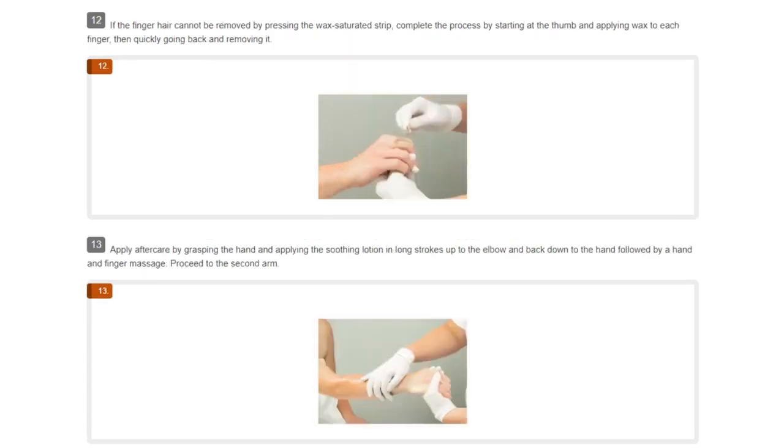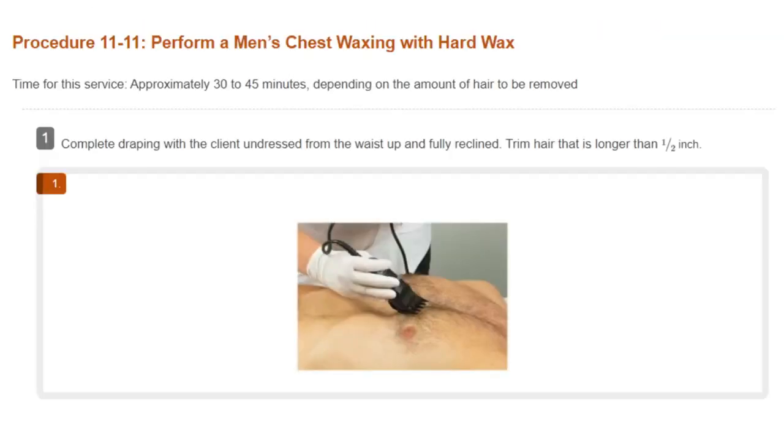12. If the finger hair cannot be removed by pressing the wax-saturated strip, complete the process by starting at the thumb and applying wax to each finger, then quickly going back and removing it. 13. Apply aftercare by grasping the hand and applying the soothing lotion in long strokes up to the elbow and back down to the hand, followed by a hand and finger massage. Proceed to the second arm.